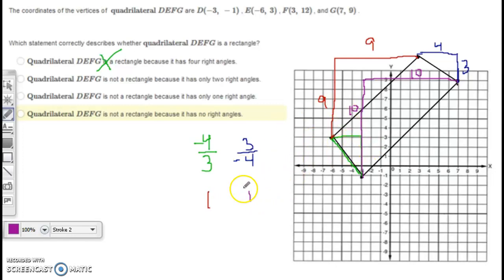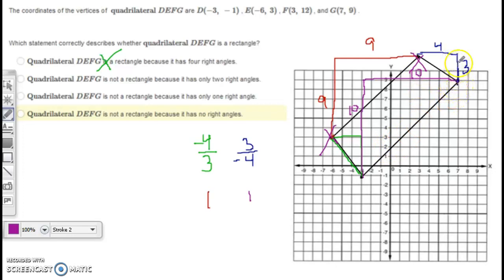All right, so now let's compare. Right here, I would need the slope of the red and the slope of the green line to be opposite reciprocals for that to be a 90-degree angle. And red and green are not opposite reciprocals, so that one's not a 90-degree angle. All right, over here, I would need the slope of the red and the blue line to be opposite reciprocals. Red and blue, not opposite reciprocals, that is not 90 degrees.